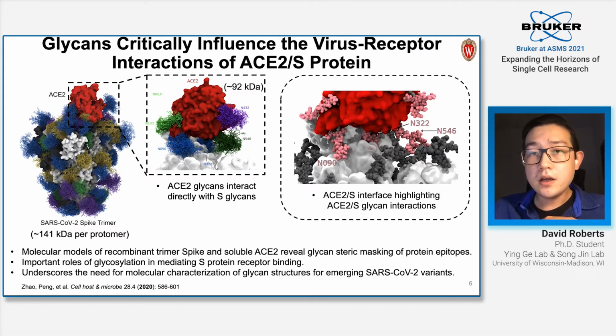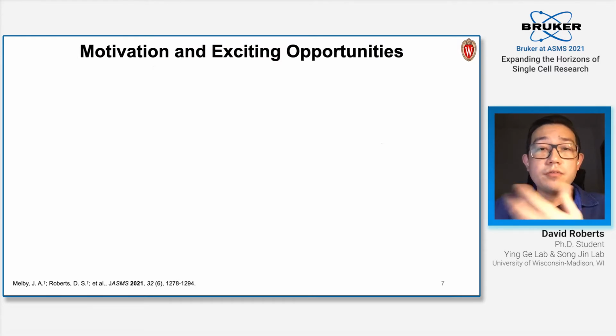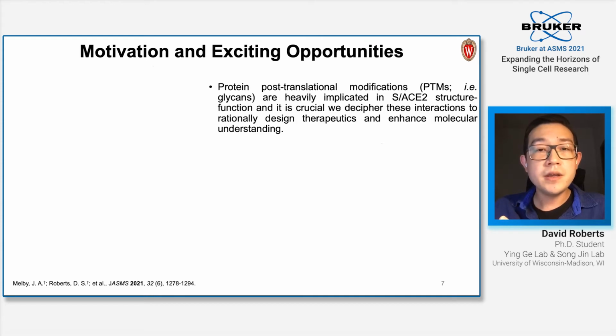And so, from our point of view, we understand that this is a huge challenge, but from a scientific point of view, this also presents new and exciting opportunities to potentially understand some of these molecular details. Specifically, we understand that post-translational modifications, specifically glycans, are heavily implicated in this S-ACE2 structure-function interaction. And so it's really crucial to understand these things at a molecular level and to help better design rationally designed therapeutics.